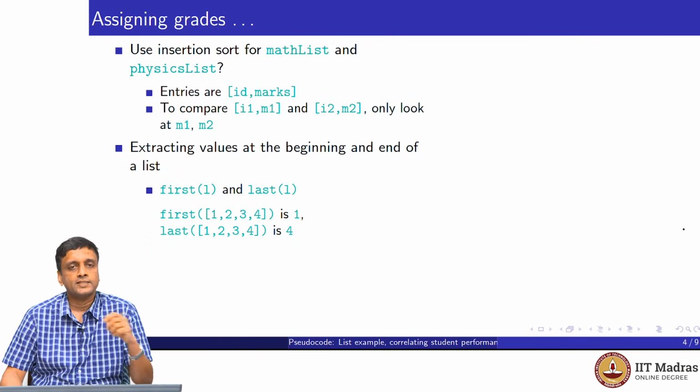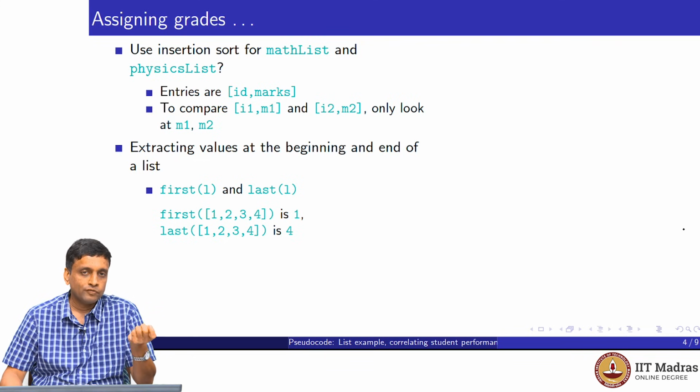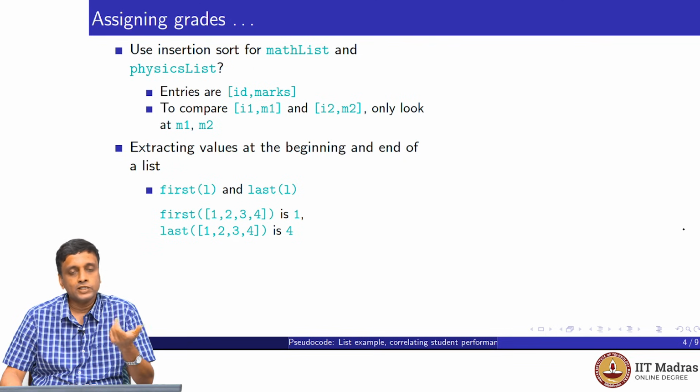So let's call these first and last. First of L will give us the first element in the list, as you would expect. And last of L will give us the last element in the list. So if I have a list 1, 2, 3, 4, then first of L will be 1, last of L will be 4, right? So first gives us the first item, last gives us the last item.